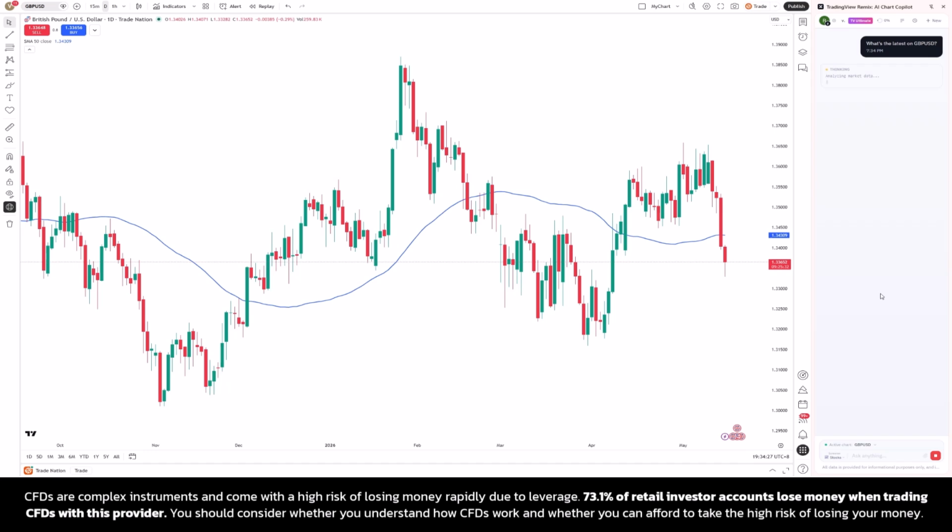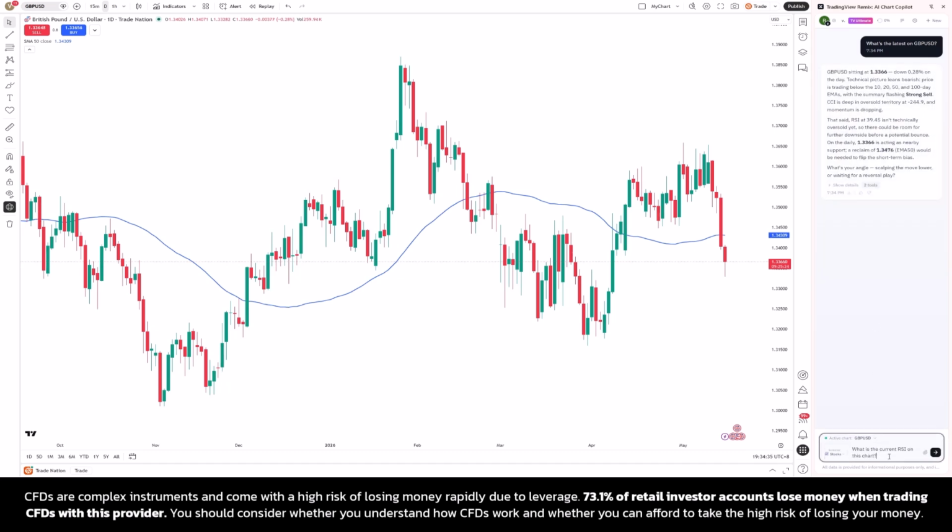For example, with a chart open, you could ask for a technical overview of the current market. The Copilot can review common areas such as moving averages, RSI, MACD, support and resistance, and the broader technical rating. This can be useful when you want a quick starting point before doing a more detailed review yourself.